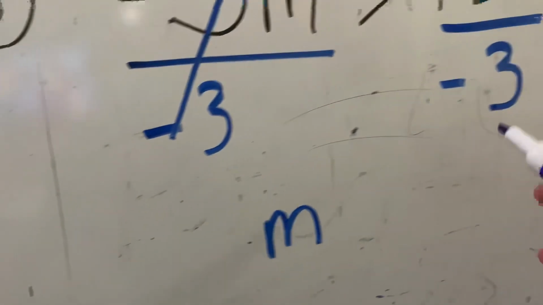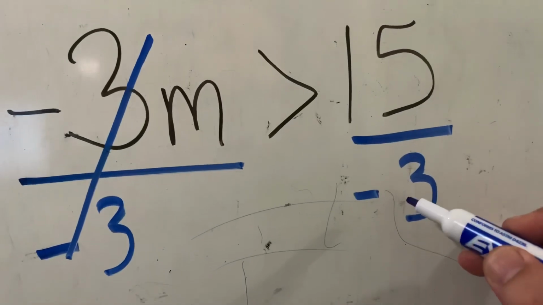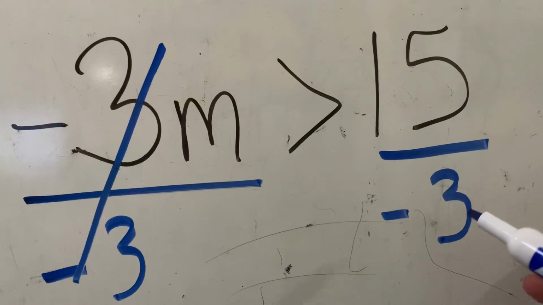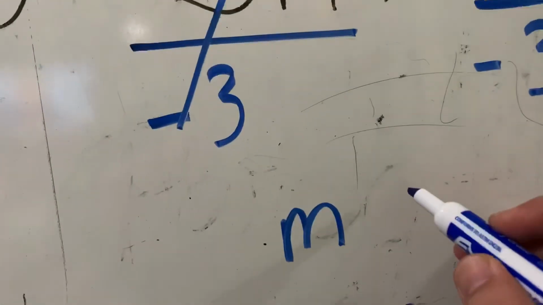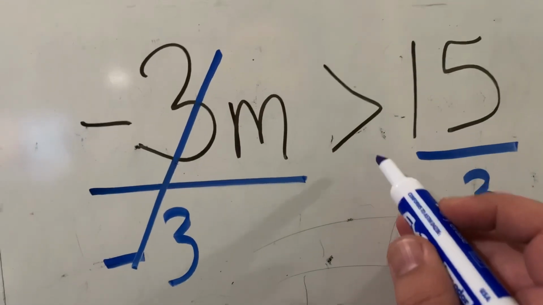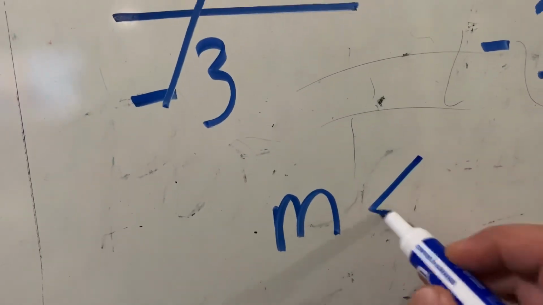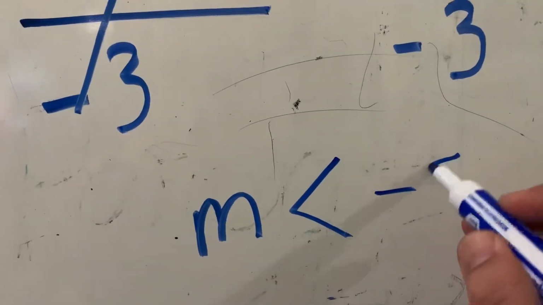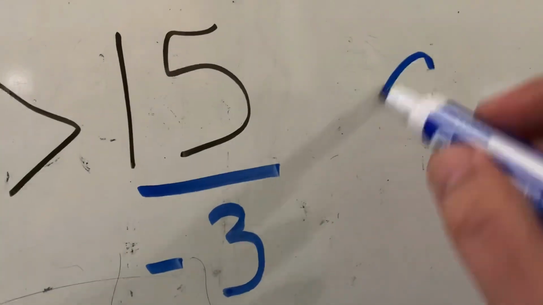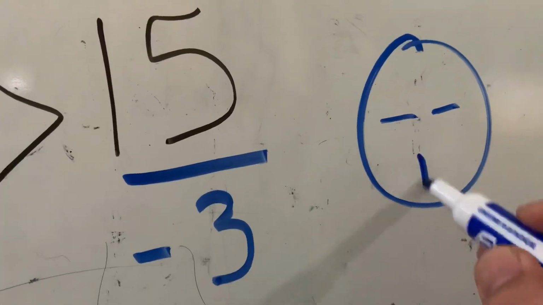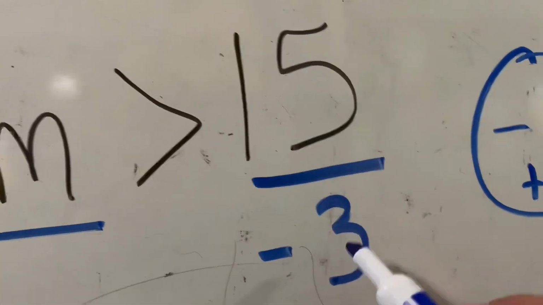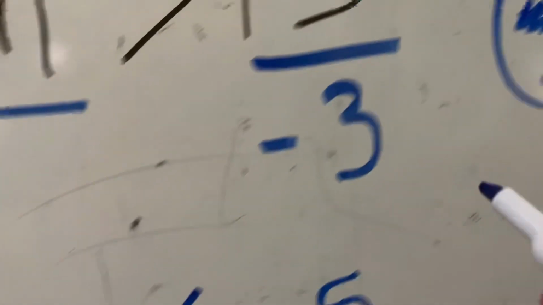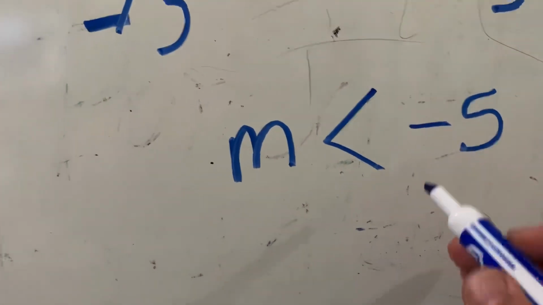is, now here's what happens. If you divide by a negative number, you're going to flip your inequality sign. So anytime you divide or multiply by a negative number, you have to flip your inequality sign. So instead of greater than, it's going to say less than. The answer becomes a negative 5. Okay, remember integer man, right? So positive, negative. So cross out positive, cross out negative. What's left over is negative. So your answer is negative 5. Okay?